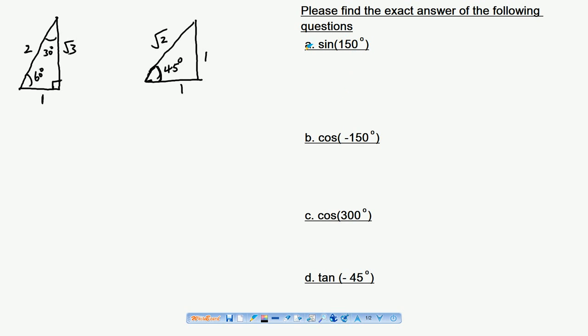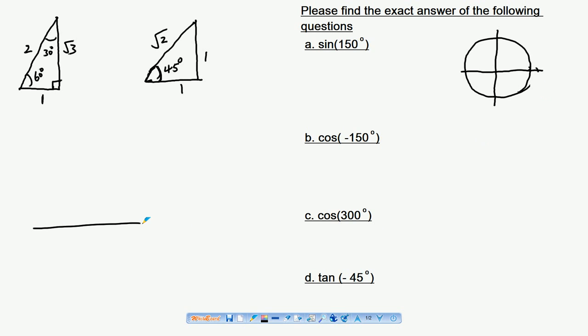Okay, I'll show you how to do this question now. The first thing is, when we have the sine of an angle and the value of the angle is not 30, 60, or 45, what we do is we try to draw the unit circle first. I'll draw it here.